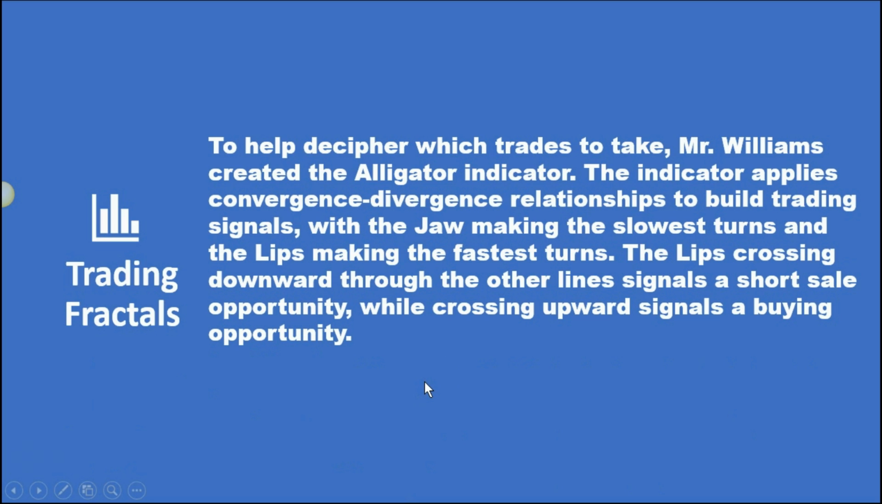So to help decipher which trades to take, Mr. Williams created the alligator indicator. The indicator applies convergence-divergence relationships to build trading signals, with the jaw making the slowest turns and the lips making the fastest turns. The lips crossing downward through the other lines signals a short sale opportunity, while crossing upward signals a buying opportunity.